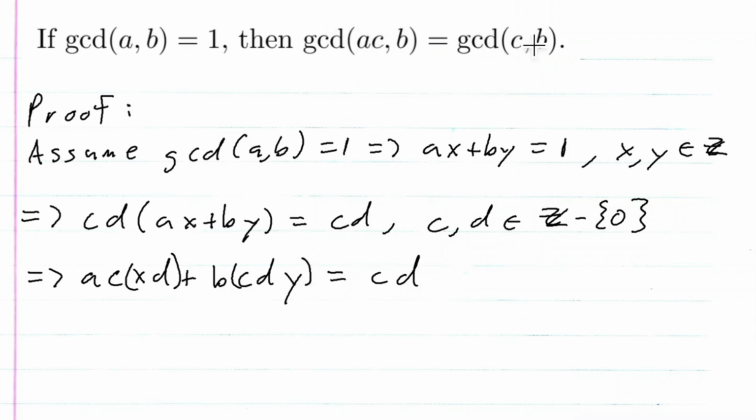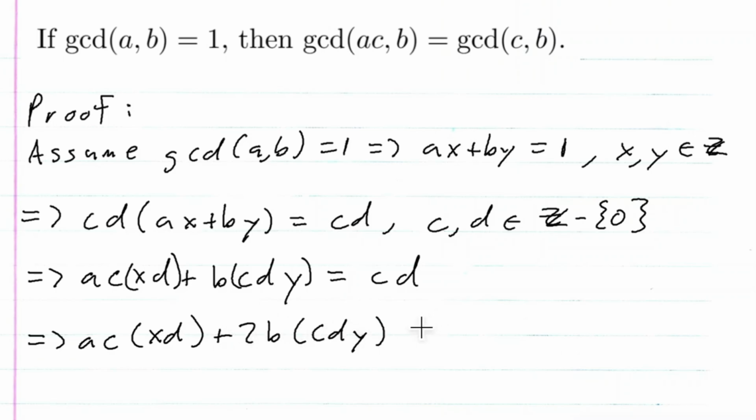Now, in order to get the GCD of C and B on this side, I have to get C times an integer plus B times an integer, right? But I can just do that over here. I can add this term again to both sides, and I'll show you what I mean. So this implies that AC times XD plus 2BCDY is equal to CD plus BCDY. Notice I just added BCDY to both sides of this equation, and I got that 2 there.